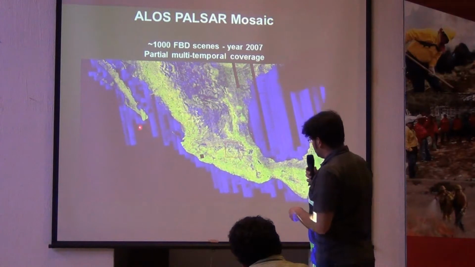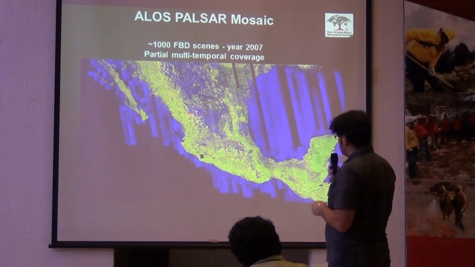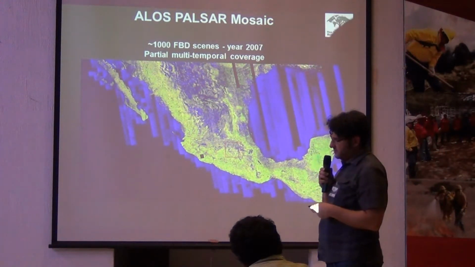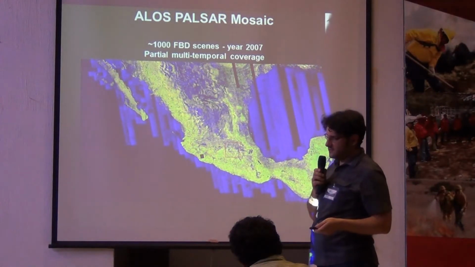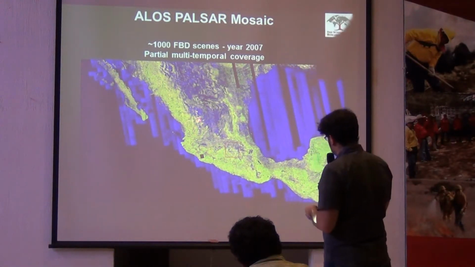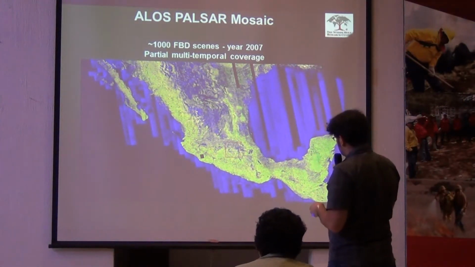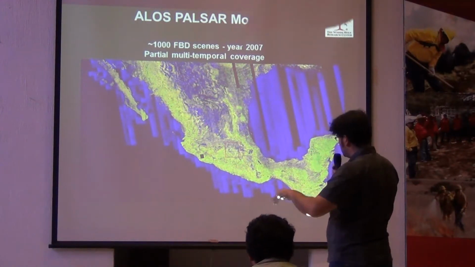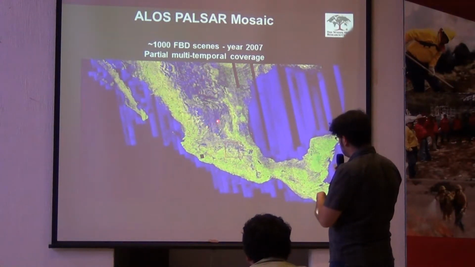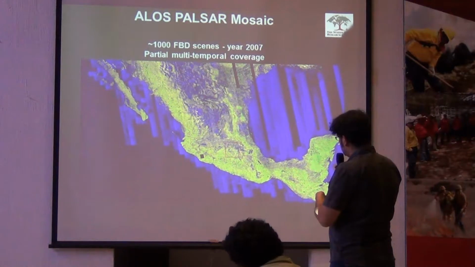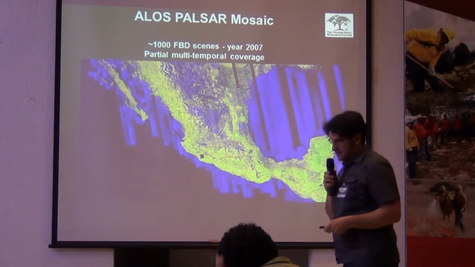And that is a bit of a problem when using this data for mapping purposes, because you would see these stripes in any kind of product. So we did do some normalization where we tried to harmonize the statistics of these outlying orbits to neighbor orbits.